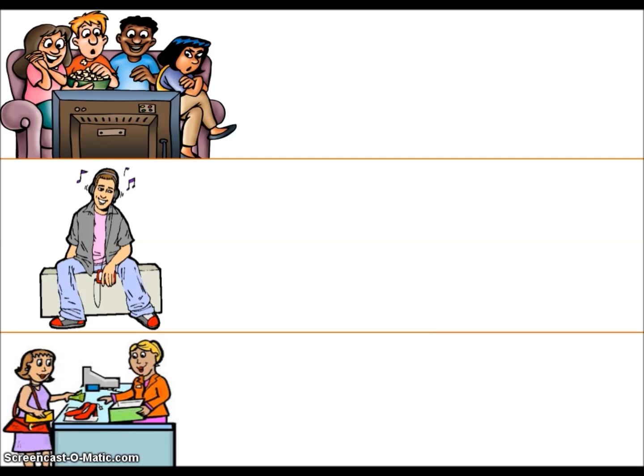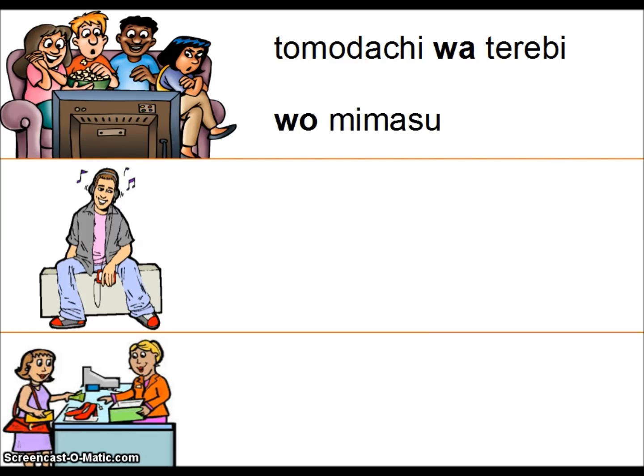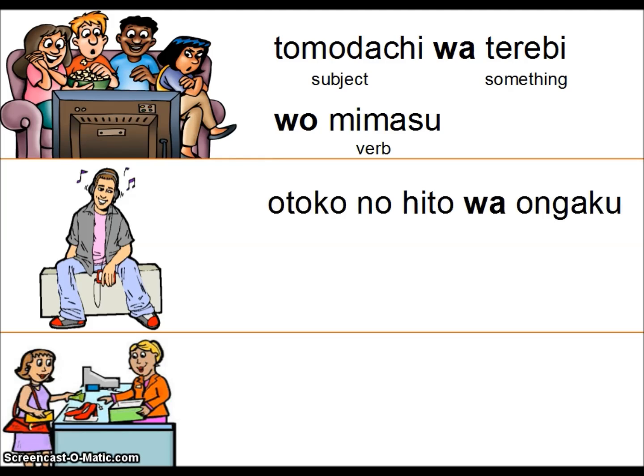So let's look at a few scenarios. 友達はテレビを見ます. Subject は something を verb. Friends are watching television, or friends watch television. 男の人は音楽を聴きます. We still have subject は something を verb. The man is listening to music. The man listens to music.